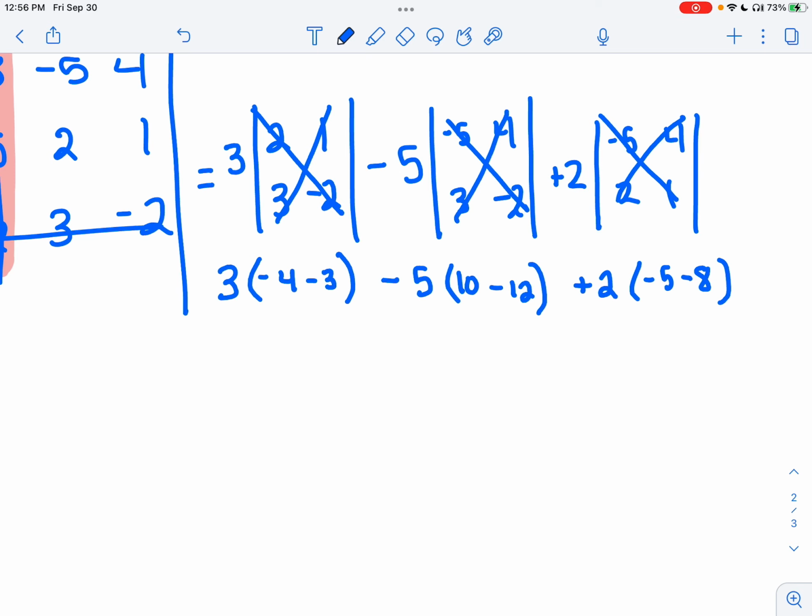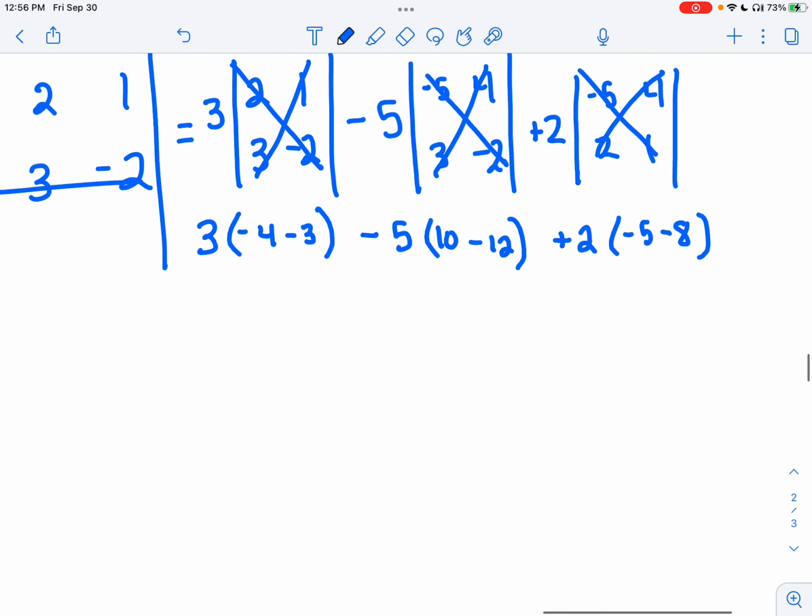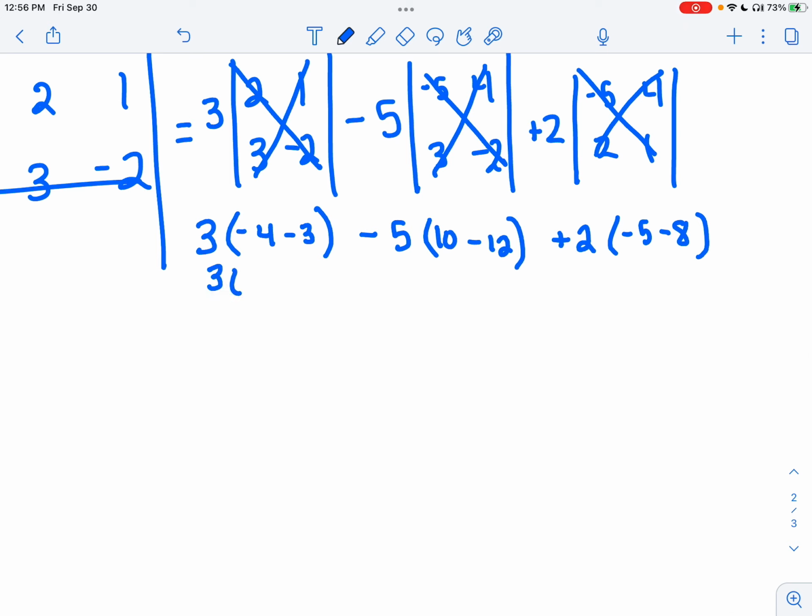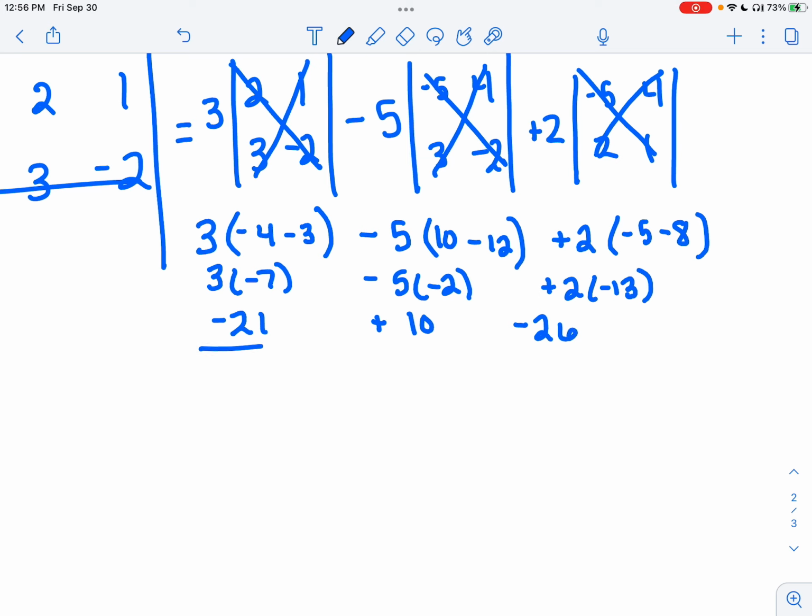Now it's just a matter, I can punch it in my calculator if I wanted all at once, but it's going to be 3 times -7, -5 times -2, +2 times -13. Very careful here. -21, I do not have an answer key. +10, -26. Okay, living dangerous here. So let's see, that's going to be -11, -11, -26. That is -37 for my determinant.